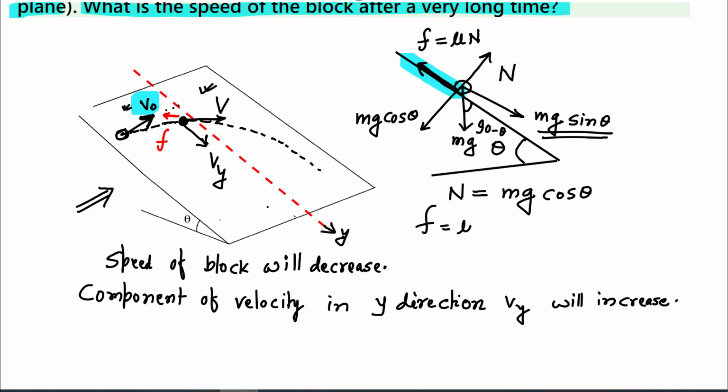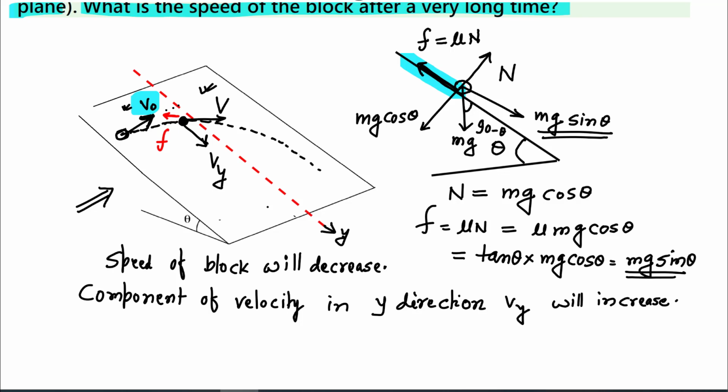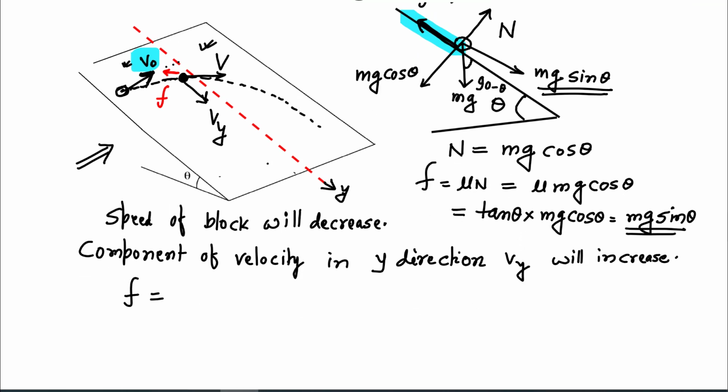So friction force is equal to mu times N, that is mu times mg cos theta. But in the question it is given mu is equal to tan theta. So tan theta times mg cos theta is basically mg sin theta. So this friction force, which is equal to mg sin theta, will try to decelerate. So this is responsible for the decrease in speed.